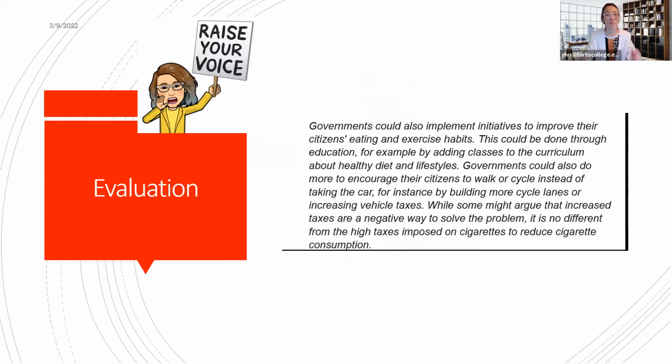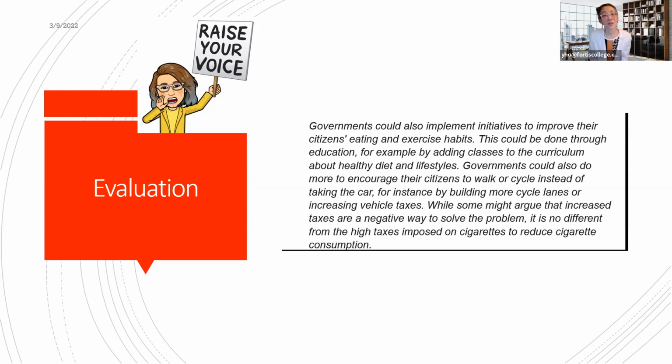And of course, you remember the food pyramid. When I was little, the government had this food pyramid that all the kids had to go by in order to have a healthy diet. So yeah, the government did come out with those documents, and all the little kids had to learn what is good nutrition. So this could be done through education by adding classes to the curriculum about healthy diet and lifestyles.